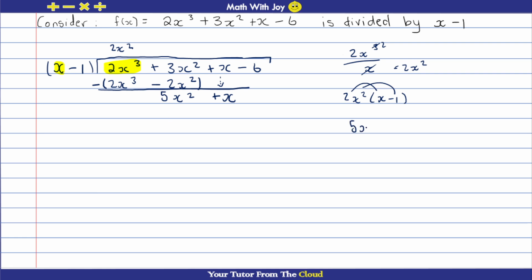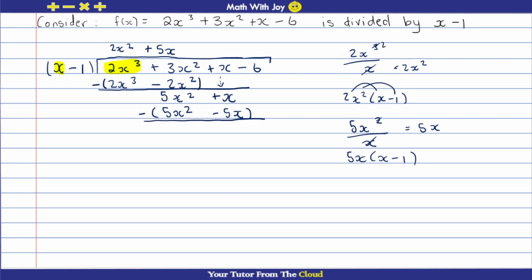We take 5x to the power of 2 divided by the first term, which is x. And the x's cancel out such that you have 5x. So I'll go here at the top, I'll put down 5x. 5x will be multiplied by this bracket. So remember, you have 5x times the bracket of x minus 1. And that's going to give us positive 5x squared. And it's also going to give us negative 5x.